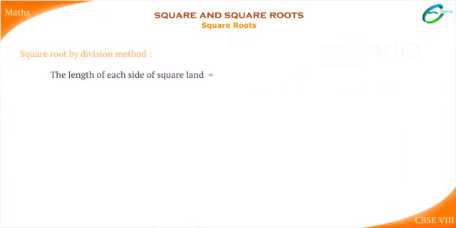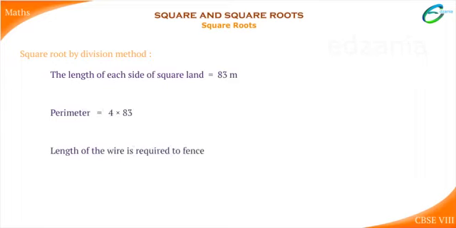Now we've got the side of the square-shaped farmland. We can find the perimeter. What is the side of the square-shaped farmland? 83. Perimeter is 4 into 83. Length of the wire required to fence the square-shaped farmland 10 times is equal to 332 into 10, which is equal to 3,320 meters.